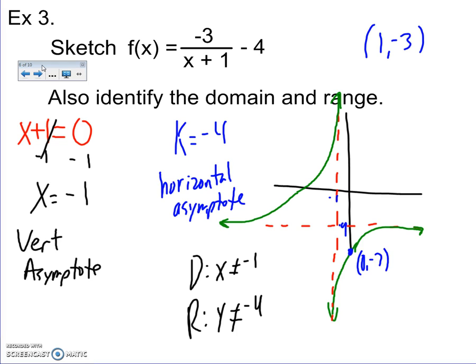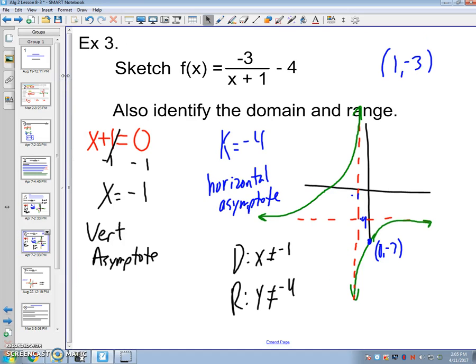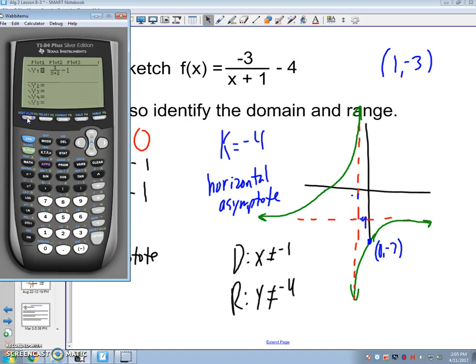Now again, I just need you to know the general shape, where the curves are and the asymptotes, but let's check that. Let's see, -3 on top, on bottom, x plus 1. On the right side, -4. Graph that. Looks like that hyperbola. Let's trace 0 and see if we get -7. We do. So 0, -7 is a start point.